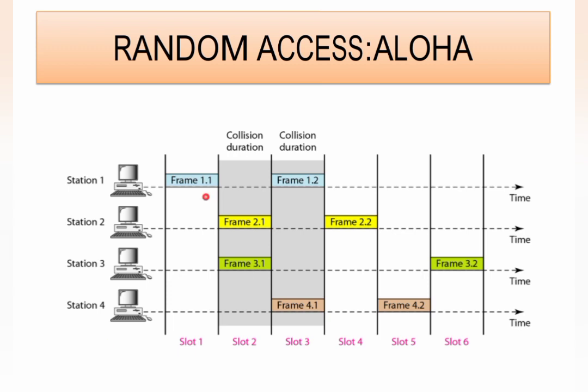If you observe, in slot 1 there is no collision because only station 1 is transmitting frame 1.1. But in slot 2 there is a collision, because station 2 and station 3 are transmitting data at slot 2. If two stations try to transmit data at the same time slot, then there is a collision. In slot 3 also there is a collision, because station 1 is transmitting frame 1.2 and station 4 is transmitting frame 4.1. In the remaining time slots there is no collision. That's why slotted ALOHA is efficient compared to pure ALOHA.